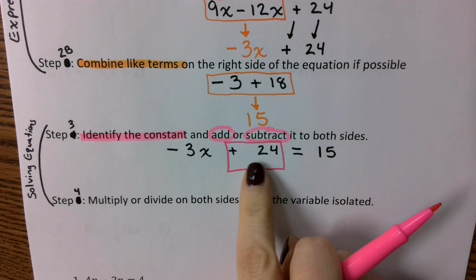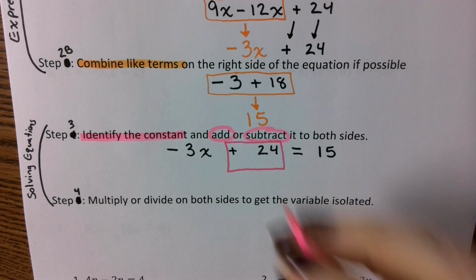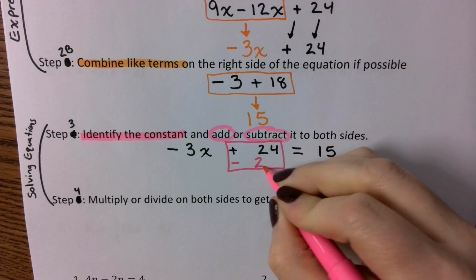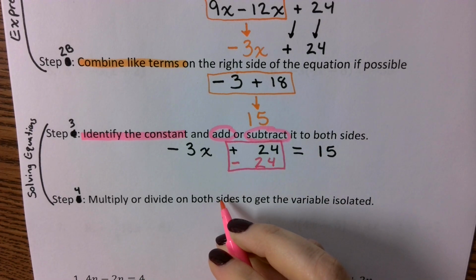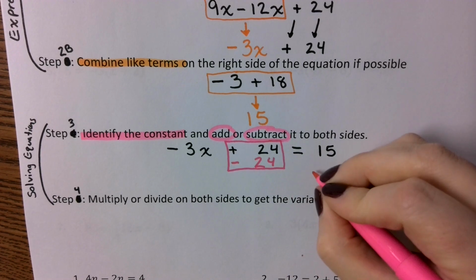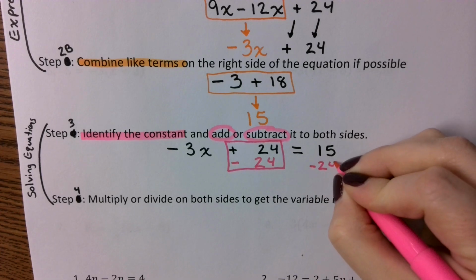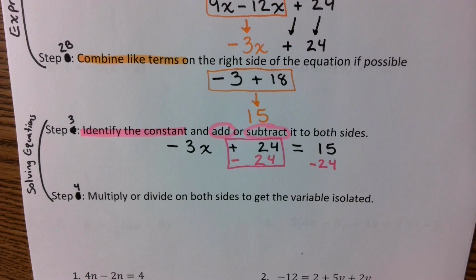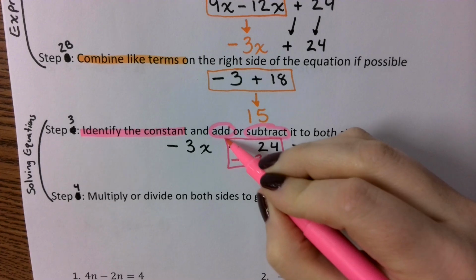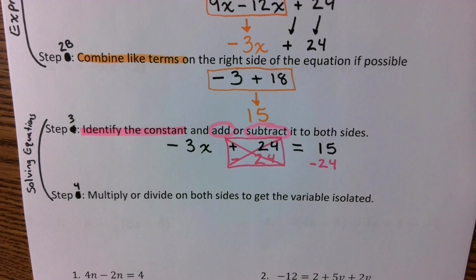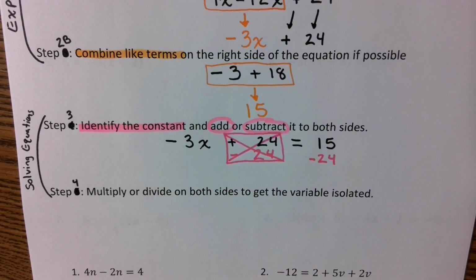Are we going to add or subtract here? Subtract. We're going to subtract 24, but remember, what we do to one side, we've got to do to the other. So we're going to subtract 24 away from 15 as well. I boxed it. X it out. Cross it. Box it, cross it. There you go.